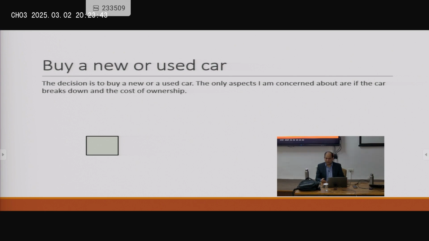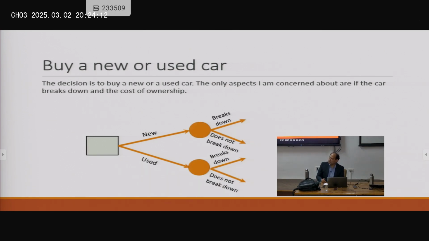So in this case, we make a decision before the uncertainty is known to us. We make a decision, which is a square, and then we go to whether a new car or a used car. That's basically the decision. And then there's an uncertainty. Any ideas what that uncertainty is? Breaks down or doesn't break down? Yeah, it breaks down or it doesn't break down, right? So obviously we'll add an uncertain node here, in both cases: it breaks down and it does not break down.